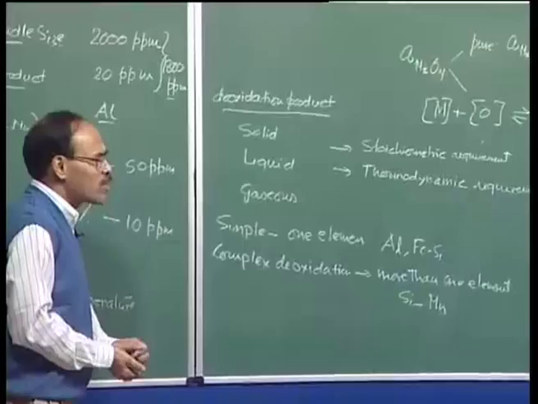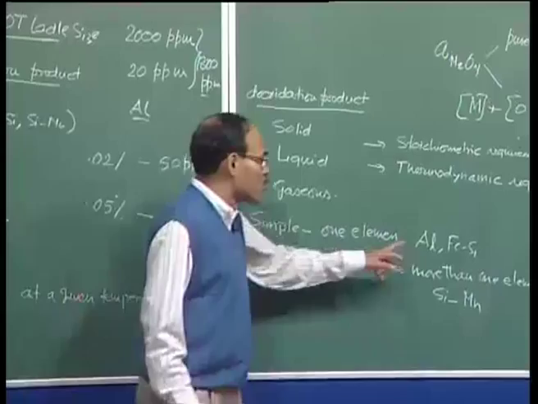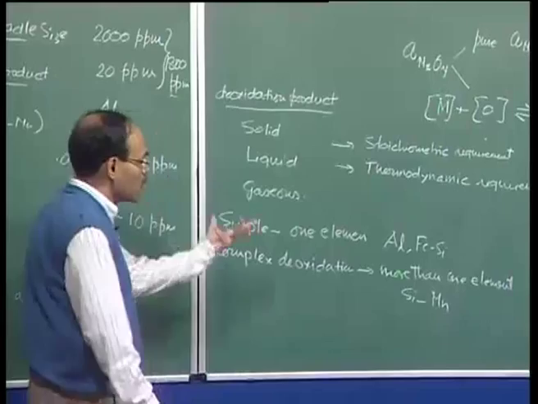So, a substantial amount of deoxidation will be carried out by aluminium itself, but not necessarily is the entire deoxidation carried out or facilitated by aluminium. We will be adding some silicon, ferrosilicon or ferromanganese also along with aluminium.